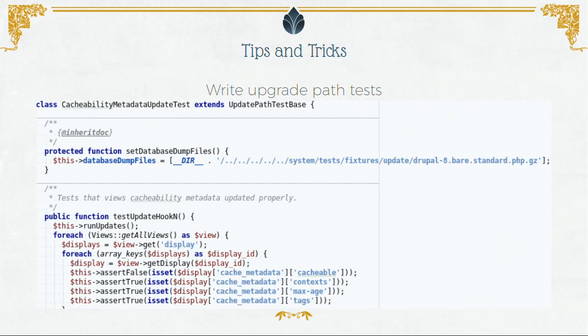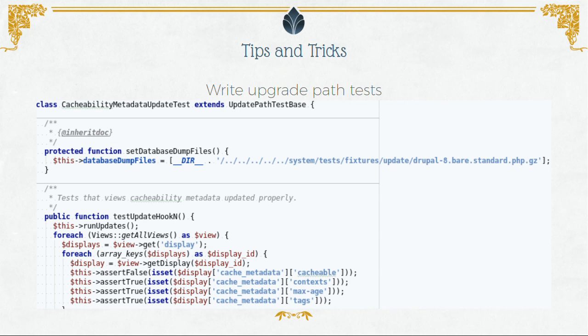Another thing which is very important is that you should always test your upgrade path. In core, we have so many upgrade path tests, and we recently converted them to functional test base. And this is a really simple example in core. I think all the upgrade path tests look the same, like this example. As you can see, we are loading a file from core, and from the name suggested, it's a bare standard installation of Drupal. There are a couple of other files as well with content, with configurations.